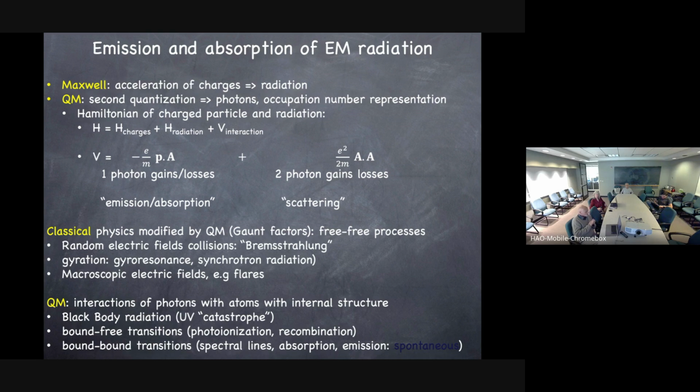To go directly from quantum mechanics and classical mechanics into something like the sun, what we'd end up talking about is classical mechanics modified or corrected by things like quantum mechanics, and you read things like Gaunt factors.